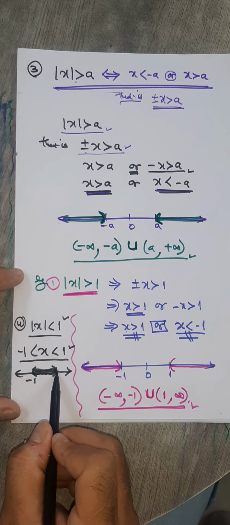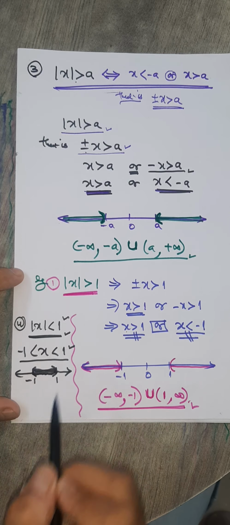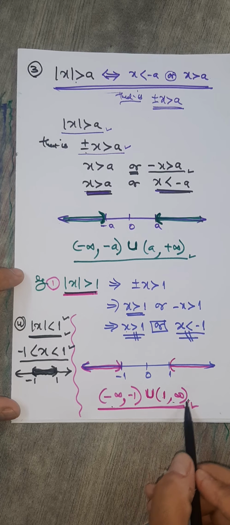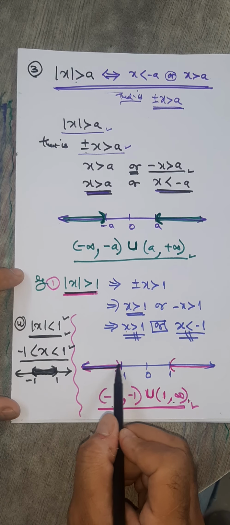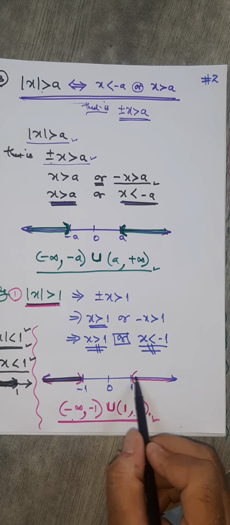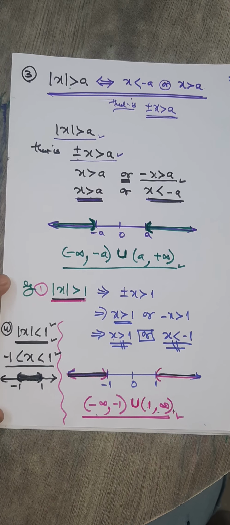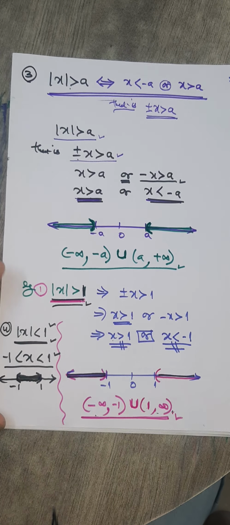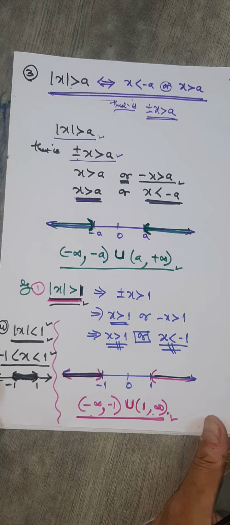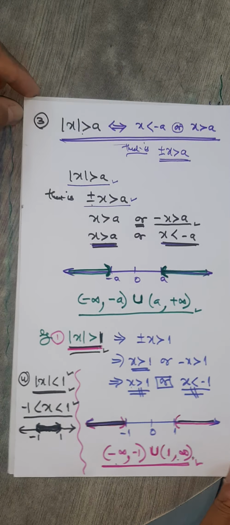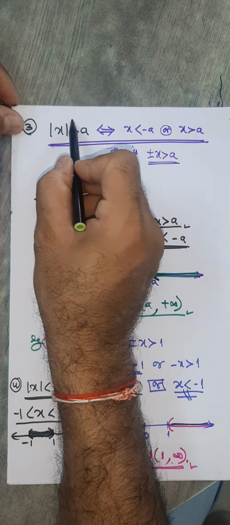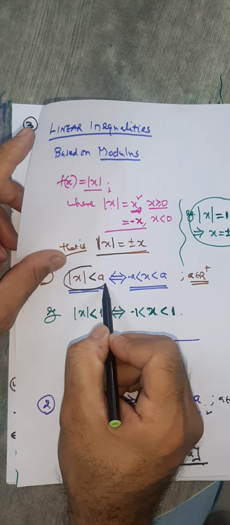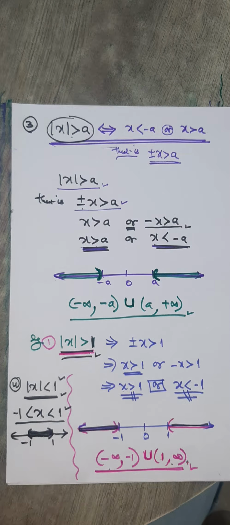You pick up any number from minus 1 to 1, put here, its modulus is less than 1. What this is, you pick up any number from this portion, from 1 to infinity or minus infinity to minus 1, that is either from this or from this. You put just in this inequality. You will notice that its modulus would be more than 1. Fine. So we have two important results which you need to keep in your mind. One is modulus of x is more than a and the other one is modulus of x is less than a.